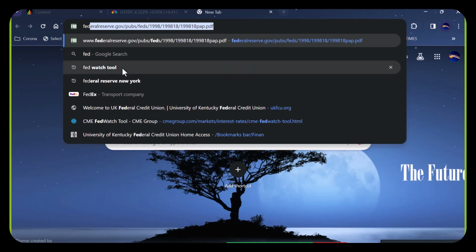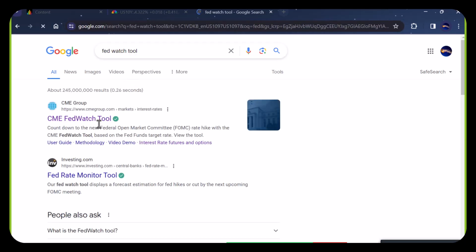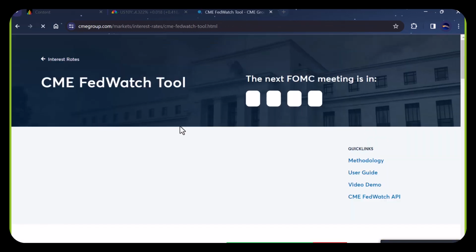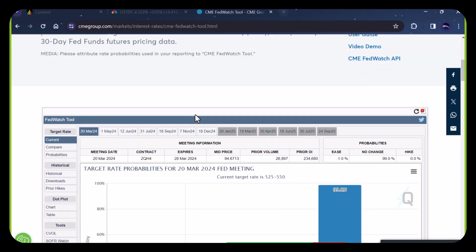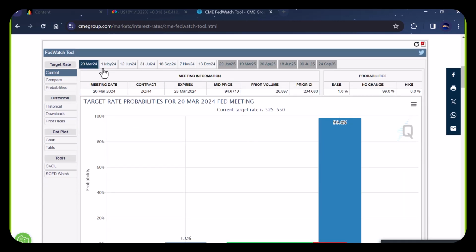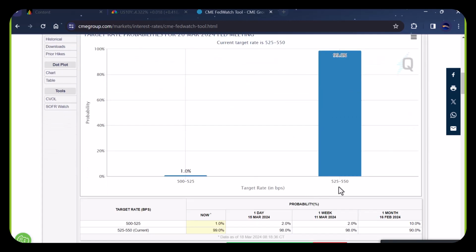Just type FedWatch tool on Google search, it's a CME tool. I also have an Excel spreadsheet for this, but since they've already done it, what's the purpose? For example, for the March meeting, the current target range of the Fed is 5.25 to 5.50. The chances that it's going to stay in there, based on Fed funds futures, is 99%. So nobody's expecting a rate cut this Wednesday.